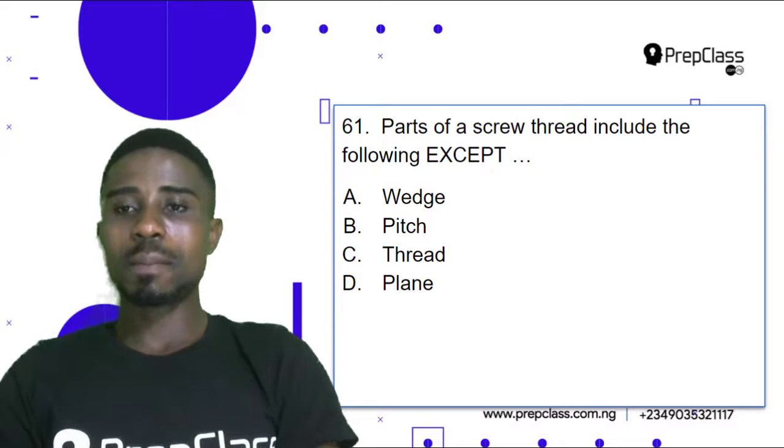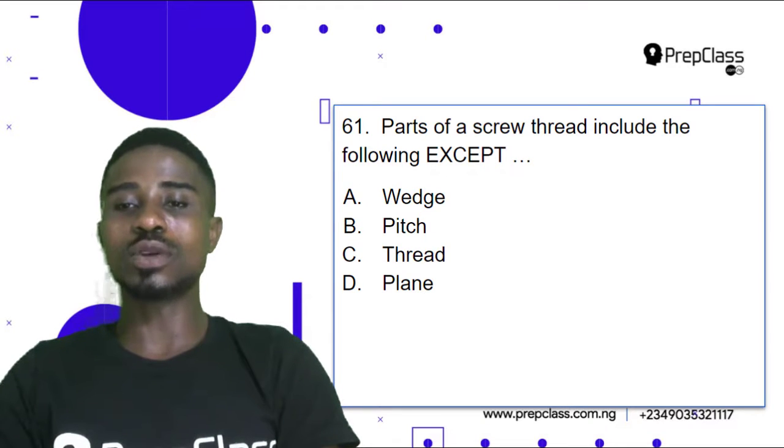Question 61. Parts of a screw thread include the following except A. Wedge, B. Pitch, C. Thread, D. Plane. For us to carefully select the correct answer, we need to analyze all of the options and see which one best answers our question.